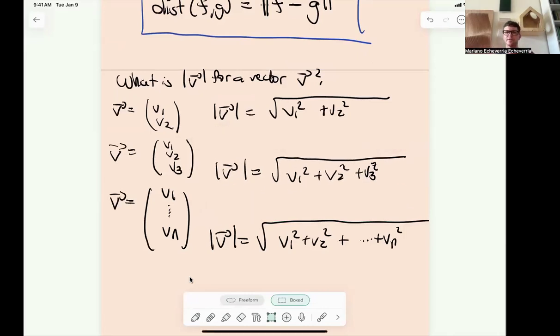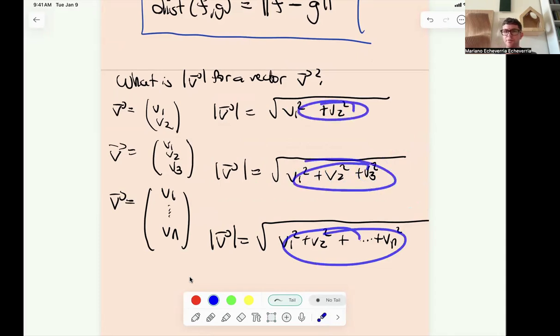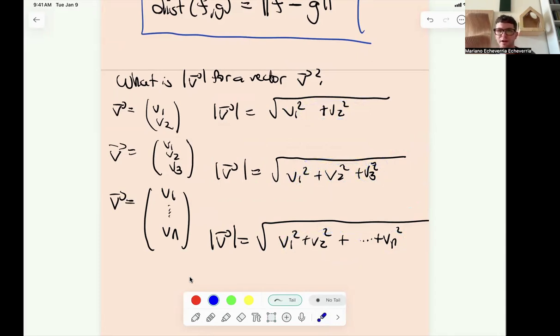Okay. So far, is that making sense? Now, what's interesting about this formula is that you can think of v1 squared plus v2 squared, or v1 squared plus v2 squared plus v3 squared, and all of these terms inside the square root in terms of the dot product, right?